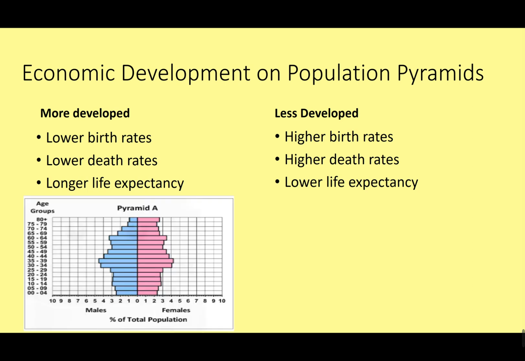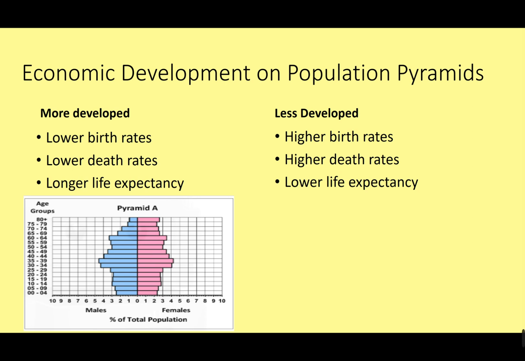How is this reflected in population pyramids? Well, if we look at the population pyramid of a more developed economy, you can see the lower birth rates in the narrow base, because there's fewer people in the younger age categories. The lower death rates can be seen because the sides of the pyramid are relatively straight, okay? So they don't shrink as they go up. That means that each age category isn't losing a huge amount of people into the next one.